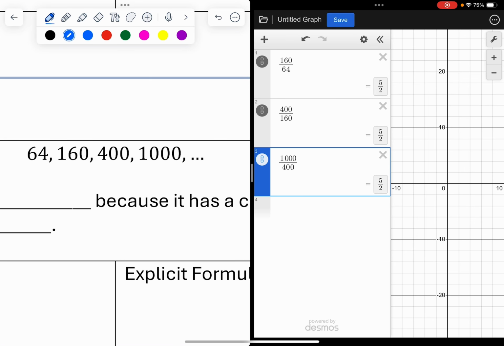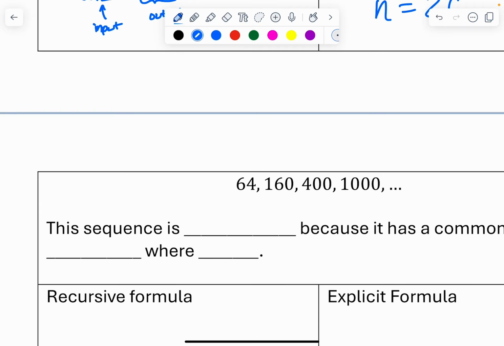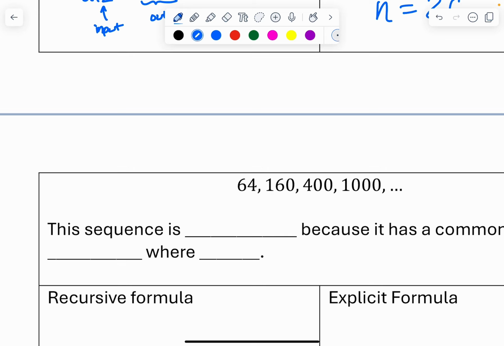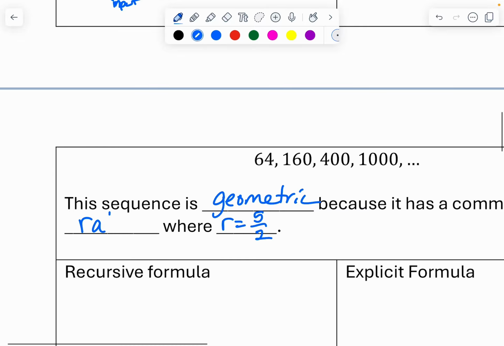Okay, notice they all have what we call a common ratio, where r is equal to 5/2. Okay, this sequence is geometric because it has a common ratio where r equals 5/2.